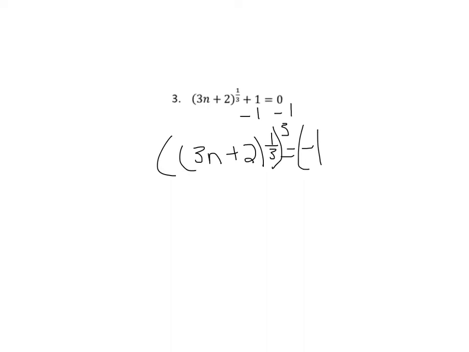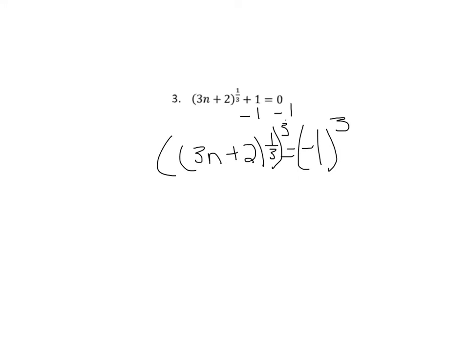So my first step would be to subtract 1 over. So I have (3n + 2) all to the 1/3, which gives me -1. Now if you think back all the way to our first lesson, when we raise something to the 1/3 power, to get what we want back, we need to cube it in this case. If it's raised to the 1/3, we want to cube both pieces.